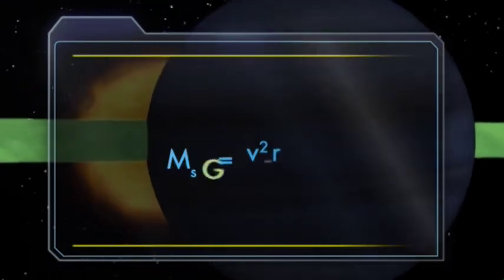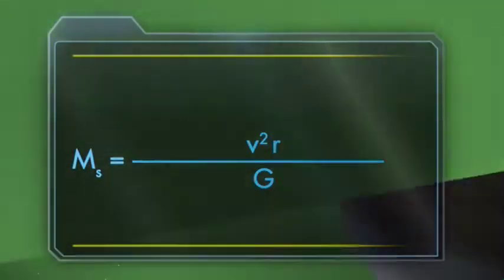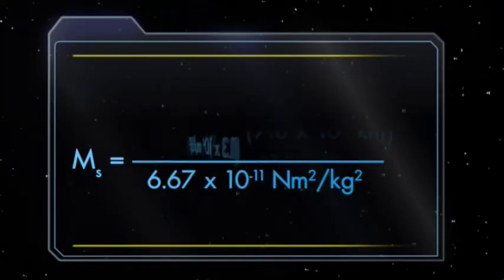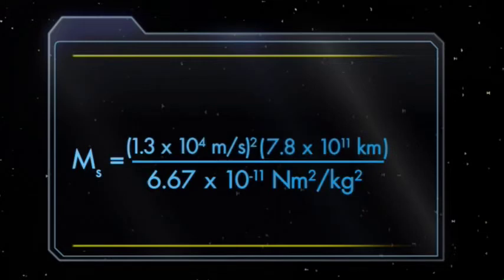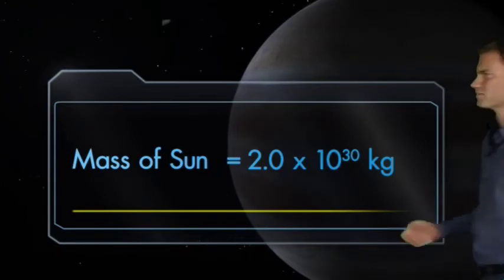This formula shows there's a relationship between mass and orbital speed. When we substitute in the speed and radius of Jupiter's orbit, we can complete our calculation of the sun's mass. So what does this number really mean? Only that the sun is 1,000 times the mass of Jupiter and 300,000 times the mass of Earth.